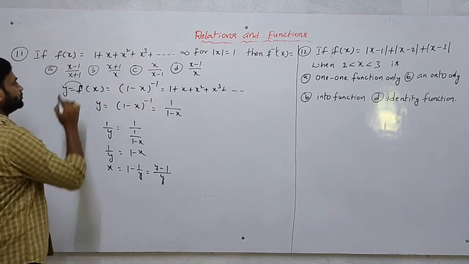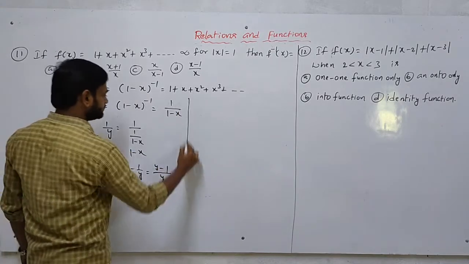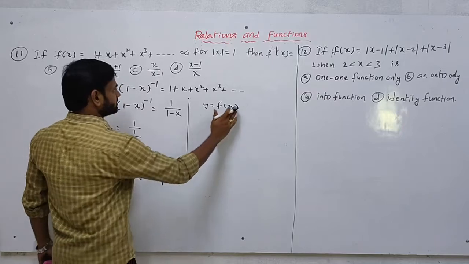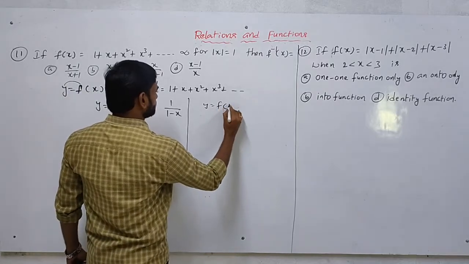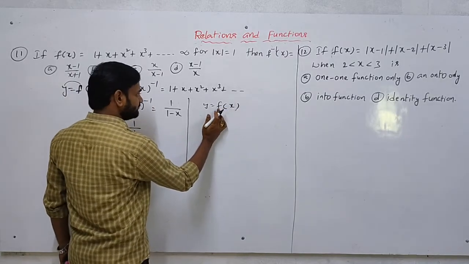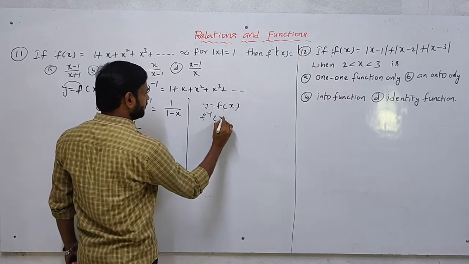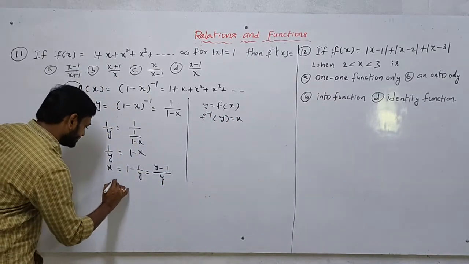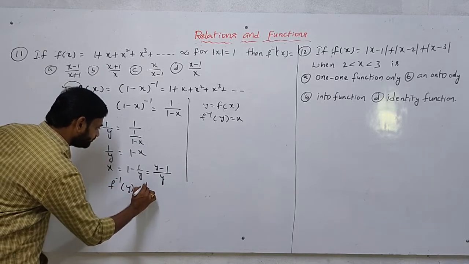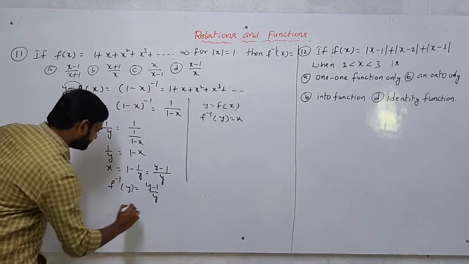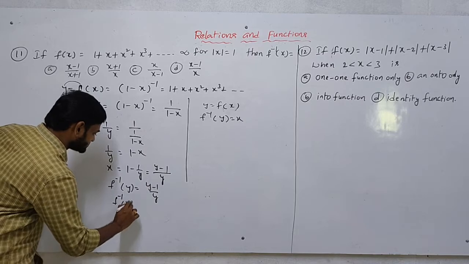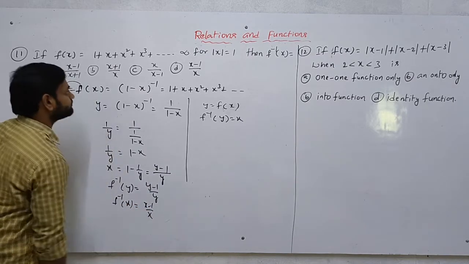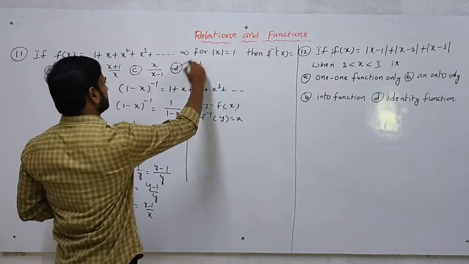Here, y equal to f of x. Send f to the other side, that is f inverse of y is equal to x. So what is x here? f inverse of y equal to y minus 1 by y. So f inverse of x in terms of x means x minus 1 by x. So the answer is D.